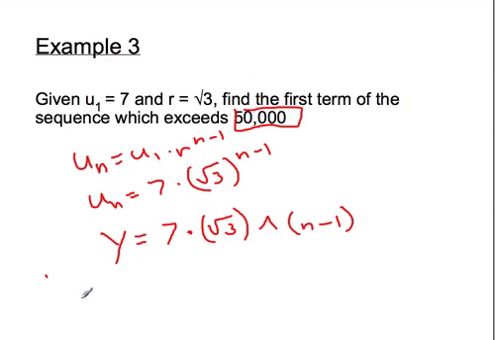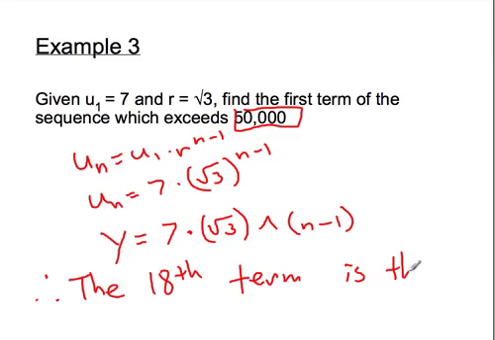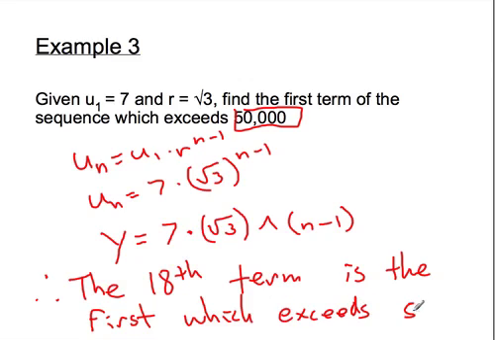So we can say here that therefore the 18th term is the first which exceeds 50,000.